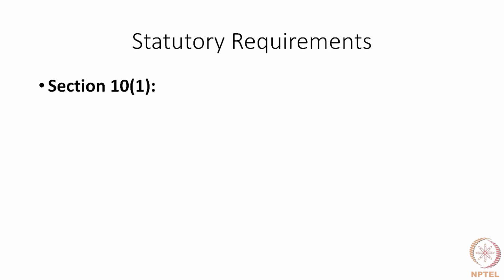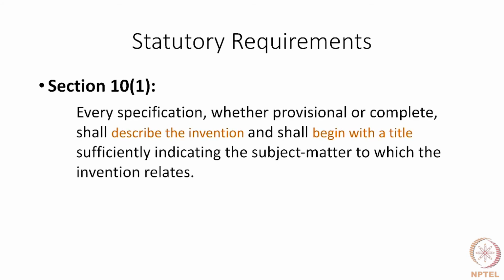Let us look at section 10.1. It says that every specification, whether provisional or complete, shall describe the invention. So the job of the specification is to describe the invention. So that's where we get the requirement of description and a disclosure. There are certain requirements for the disclosure. So you need to describe the invention in the specification, and there are certain objectives for that description. We'll get to that. And shall begin with a title.